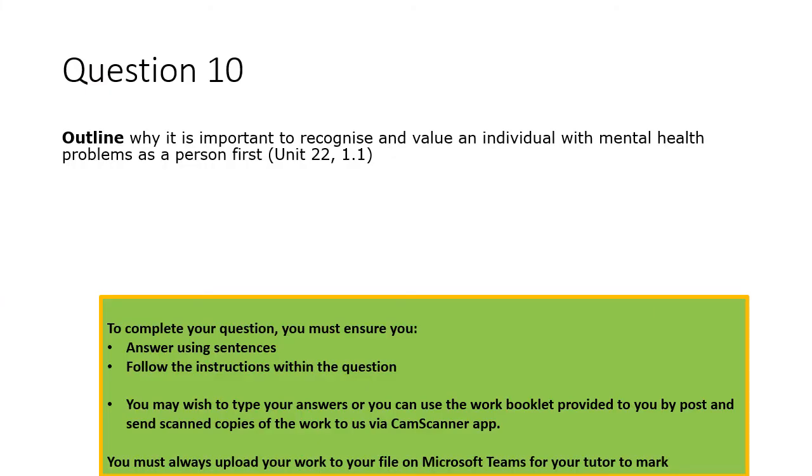This brings you to question number 10, and you need to outline why it is important to recognise and value an individual with mental health problems as a person first. Again, making sure you can use the slides that we've looked at, but making sure you put it into your own words.